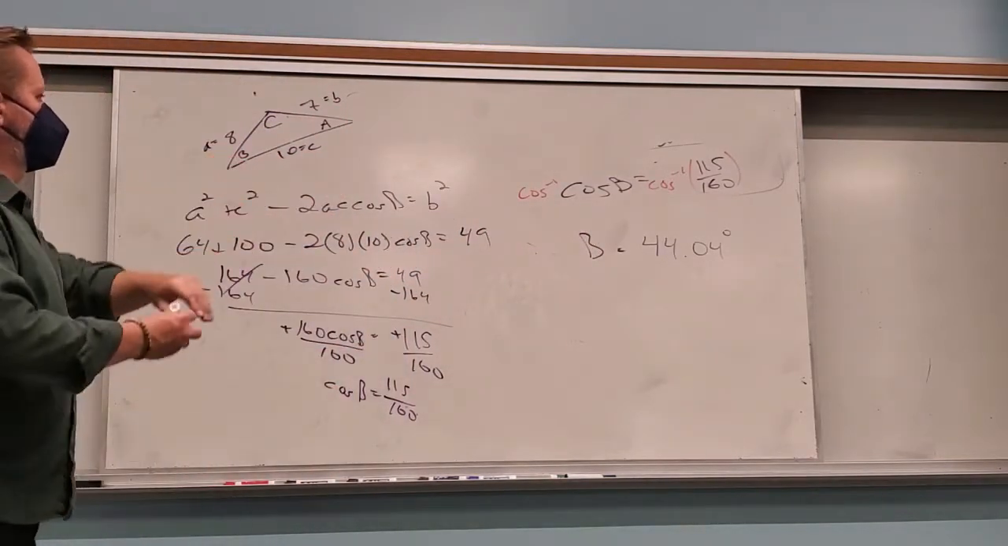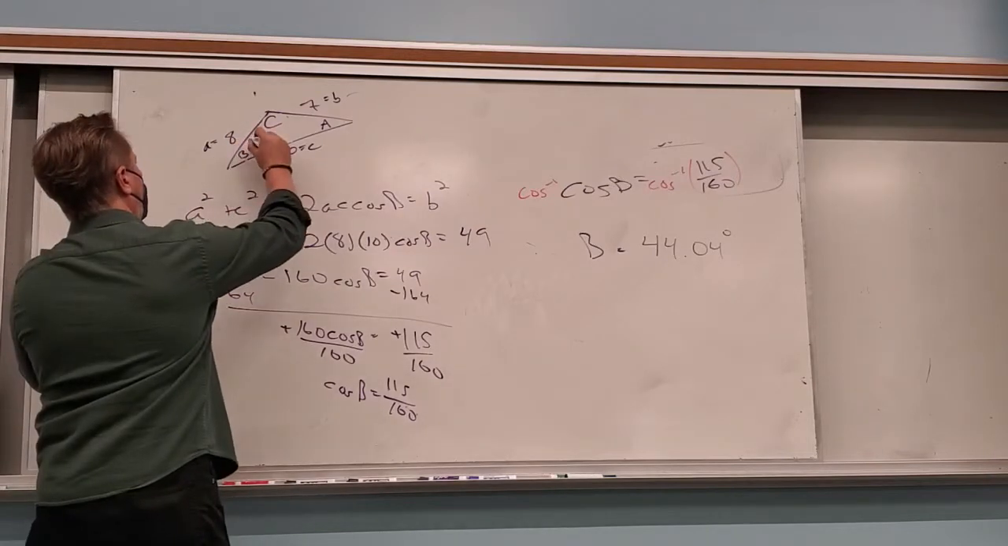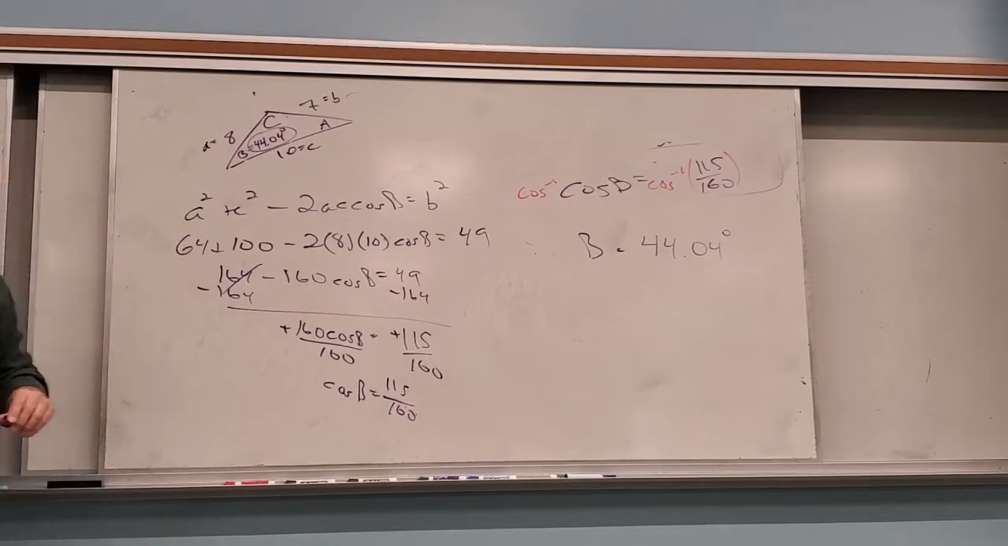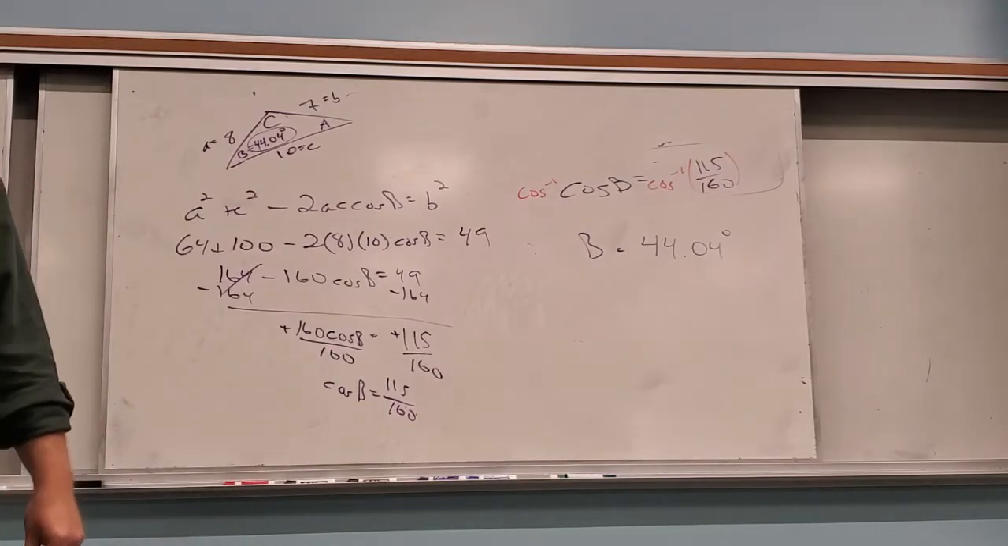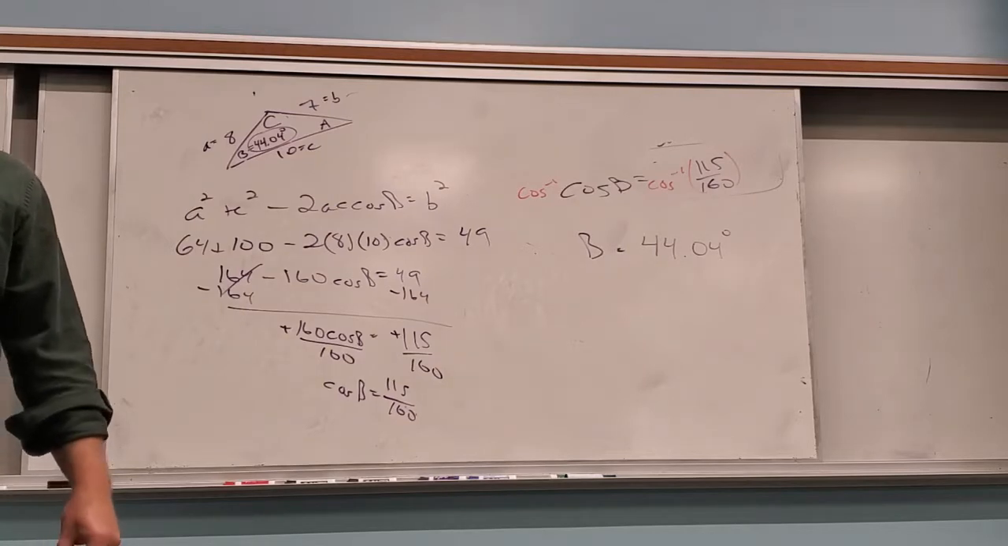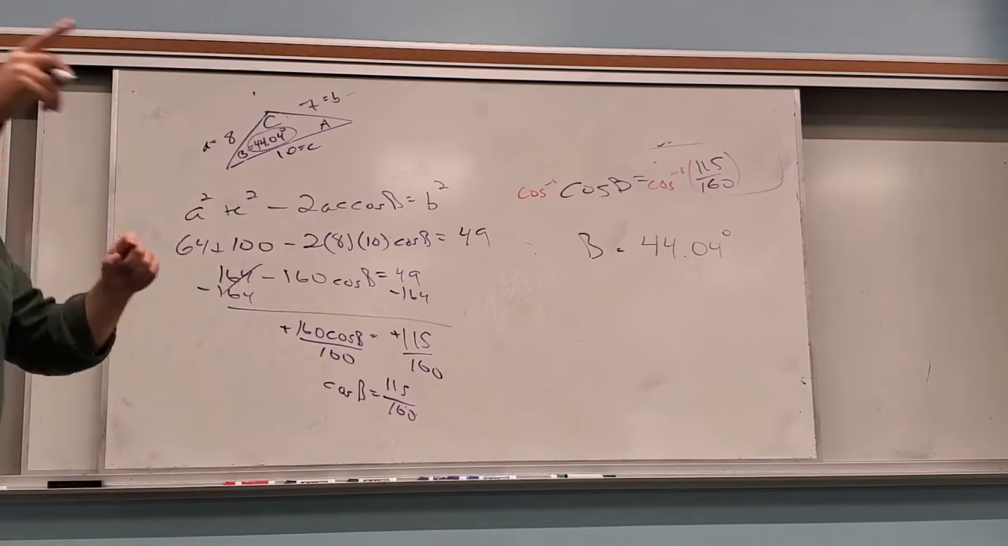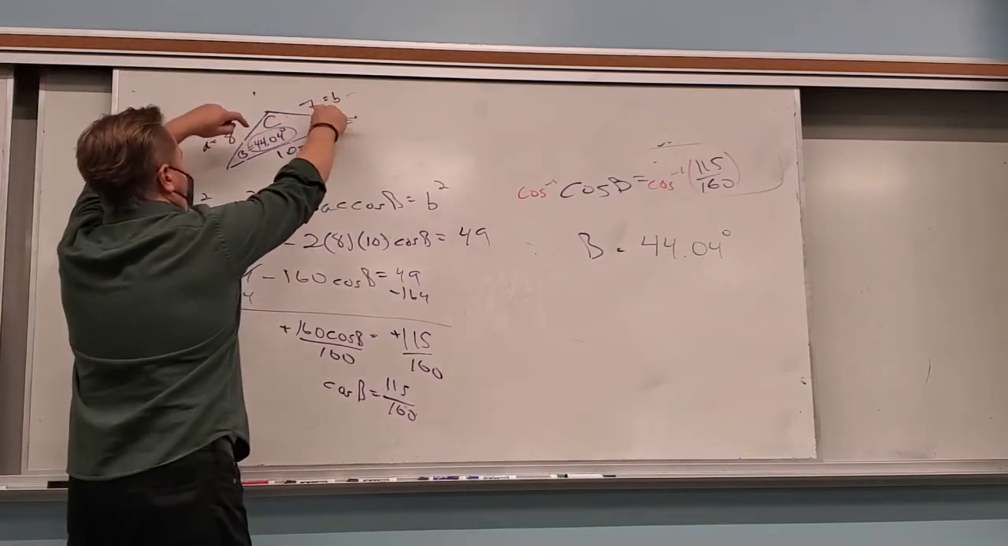Alright, now, how do I finish this? Am I done? No. Can I use law of cosines again? Of course I can. I just used two different sides. Do I have to use law of cosines? No. What can I use instead? Law of sines, because now what do I have? A complete ratio, right?